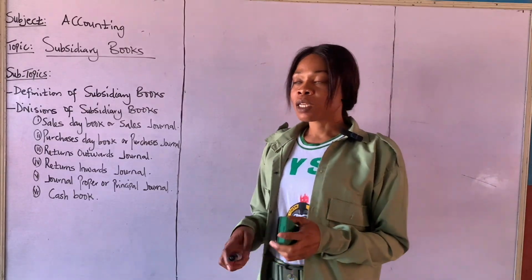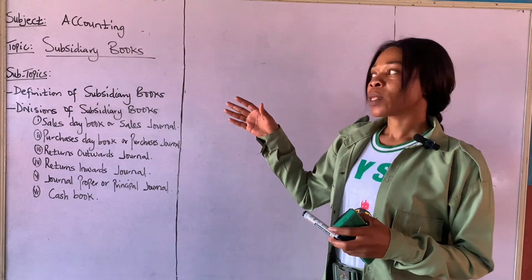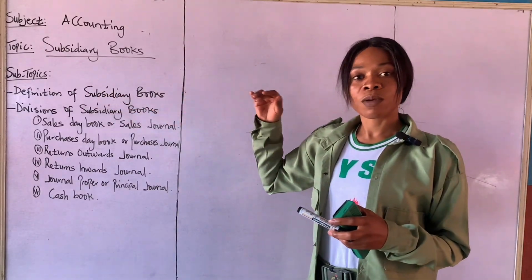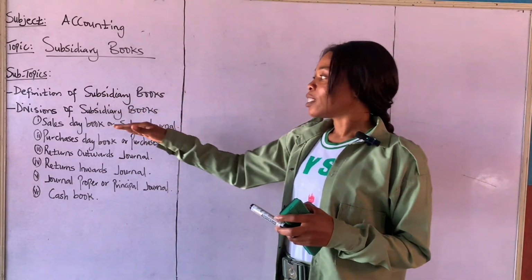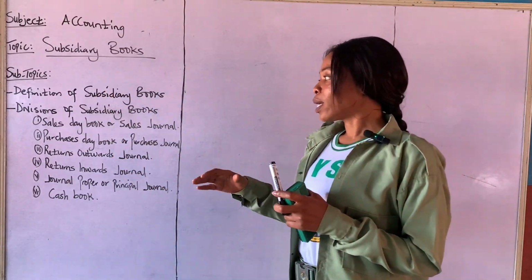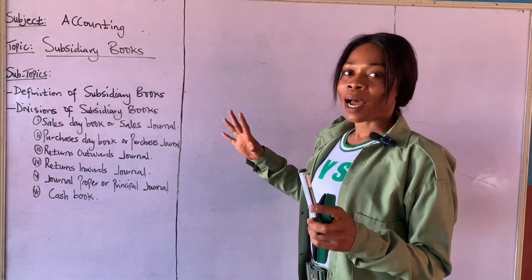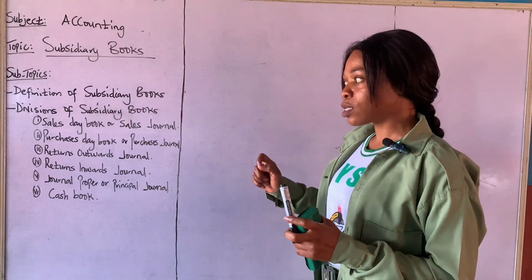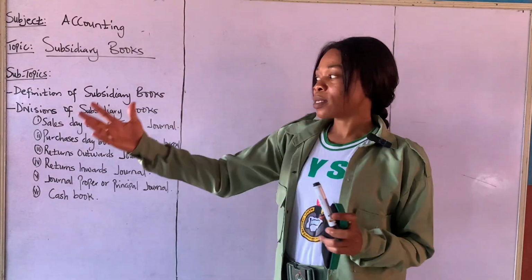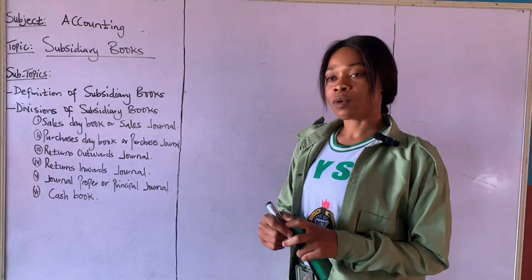Okay, so today the topic that we have is subsidiary books of accounts, and under it we'll be looking at subtopics like the definition of subsidiary books. We'll be looking at the divisions of these subsidiary books, and under the division we have 6 of them in number, but I will ensure that I do justice to the sales day book today. So in a subsequent or part 2 of the videos, I will take other ones as we proceed, you understand.